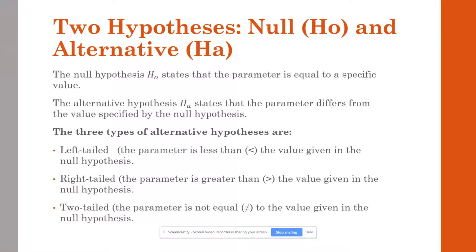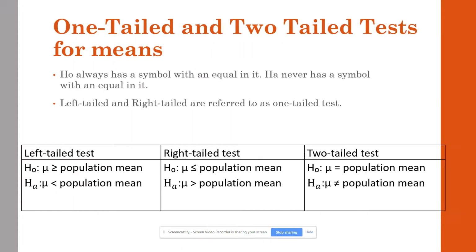So there are three types of alternative hypotheses. There's the left-tailed, where the parameter is less than the value given in the null hypothesis. The right-tailed, the parameter is greater than the value given in the null hypothesis. And two-tailed, the parameter is not equal to the value given in the hypothesis. Remember, parameter means a characteristic of the population.